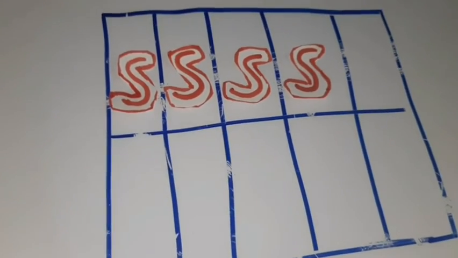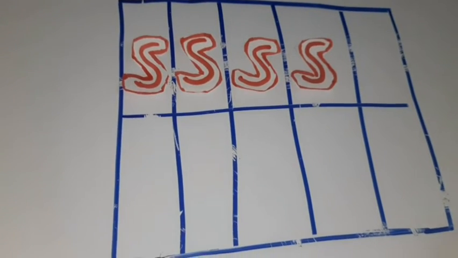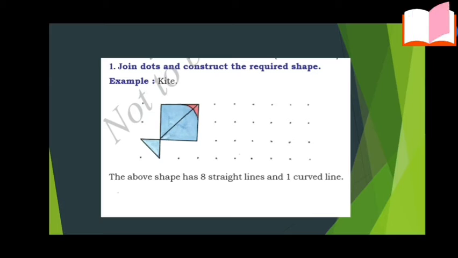Students, like this only you are going to do this activity with the help of the elders. Here is an activity for you kids. Now let's join the dots and construct the required shape. So here they have given an example of a kite and they have mentioned how many straight lines and how many curved lines they have used to draw the kite.